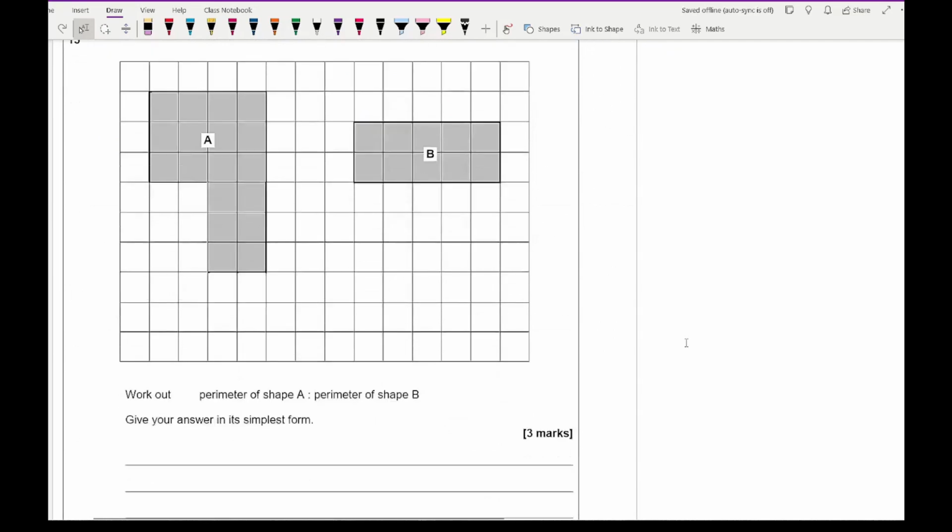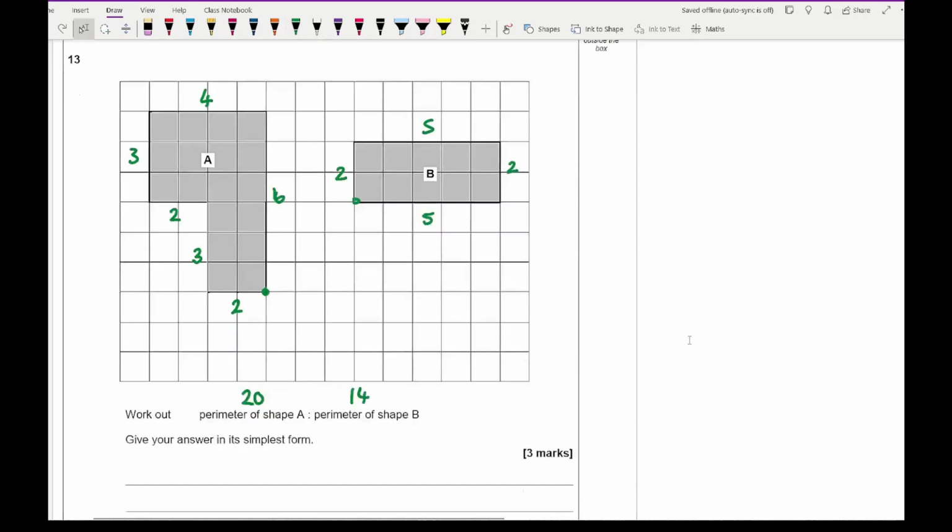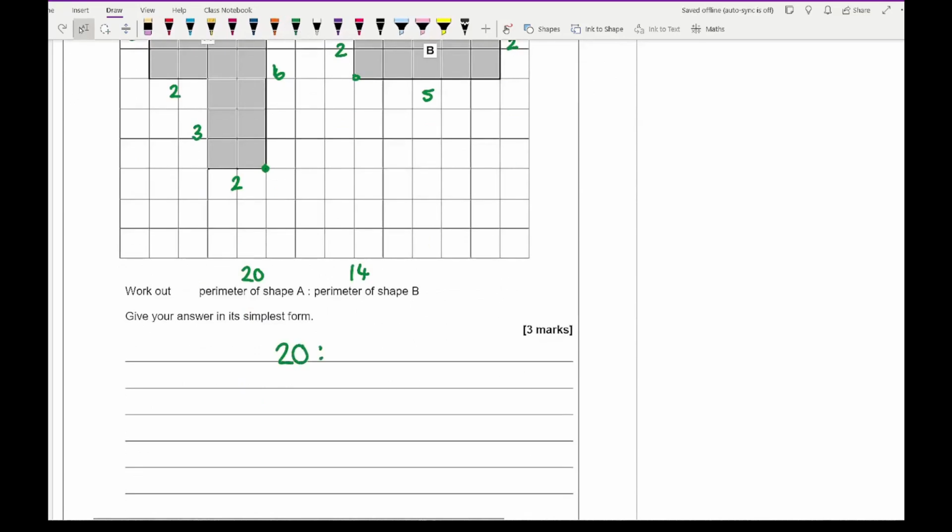Moving on to question 13, it says work out the perimeter of A to the perimeter of B, as a ratio. So here the perimeter, if I start at one particular point, is going to be 2, 5, 7, 10, 14 and 20. And then working out the perimeter of B is going to be 2 plus 5, 7, 9, 14. So then it's going to be 20 to 14. And then we just want to simplify that ratio. We can divide both numbers by 2, so that's 10 to 7.